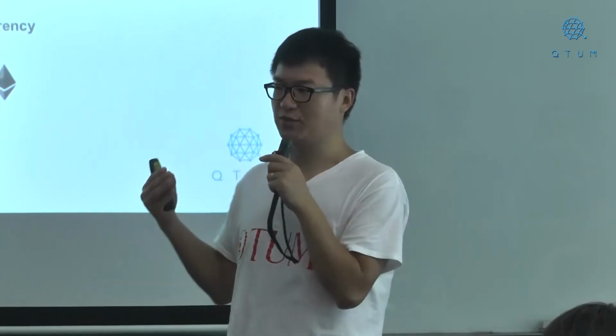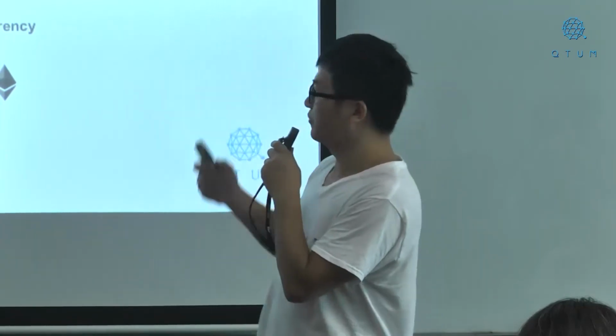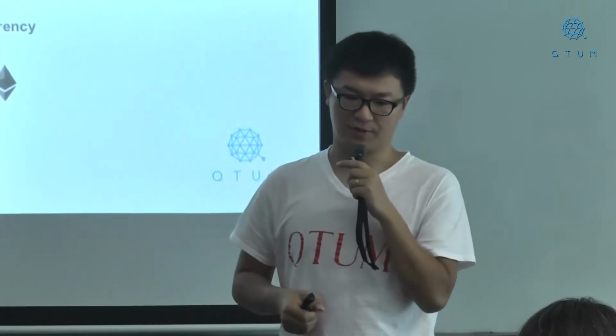Zcash is doing zero knowledge. Monero is doing the ring signature. We have different encryption algorithms, different solutions for privacy. But still, it's early stage. It's not going to massive adoption right now. Also, we need to solve the independence problem.